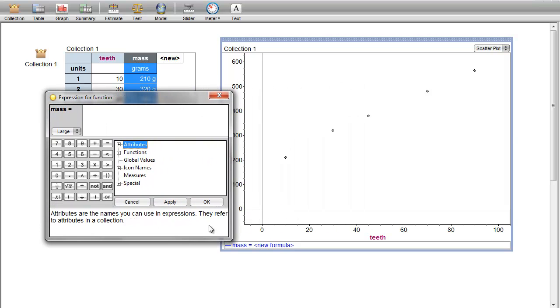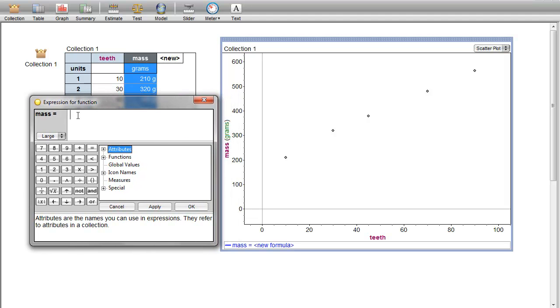Type in your equation. Notice that this equation is written like a physicist would write it, where it starts off mass equals, because mass is on the y-axis. I typed in teeth. Notice that it matches the x-axis variable. Alternatively, you can do slope times, and choose under attributes teeth and double click on it.